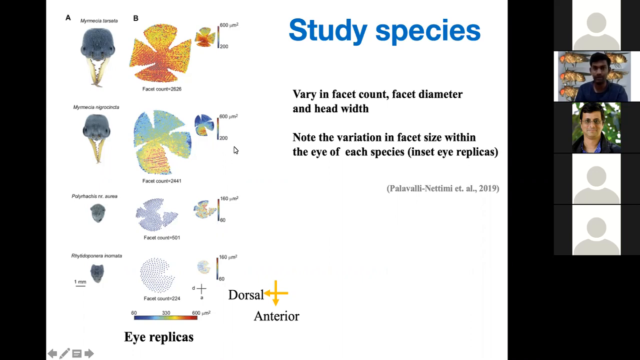But more importantly, if you notice the insets, the frontal region of the eye actually has bigger ommatidia compared to the other regions. But as you decrease in size, you tend to lose that kind of specialization. So it's not really clear in the really tiny eye.